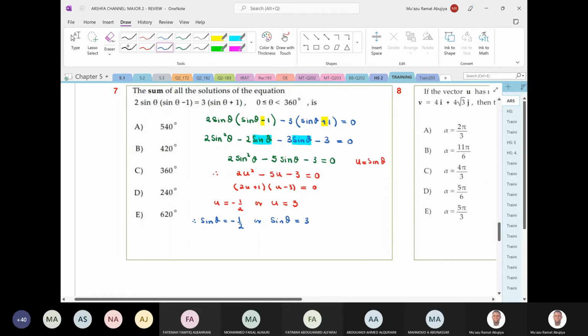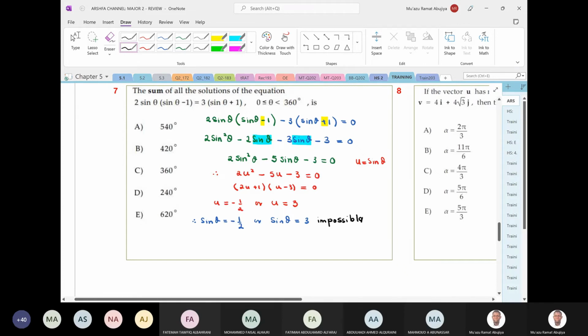Now, is it possible for sine to be equal to 3? Of course, it is impossible. Sine oscillates between -1 and 1. The maximum value is 1 and the minimum value is -1. So the range of sine is -1 to 1. So this is impossible. So we shall reject this one.